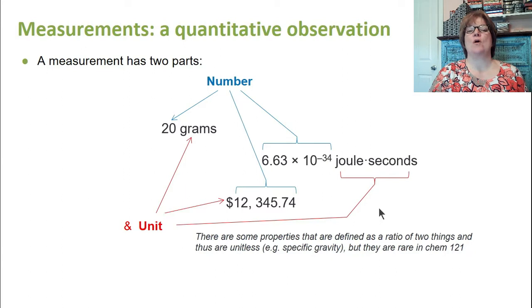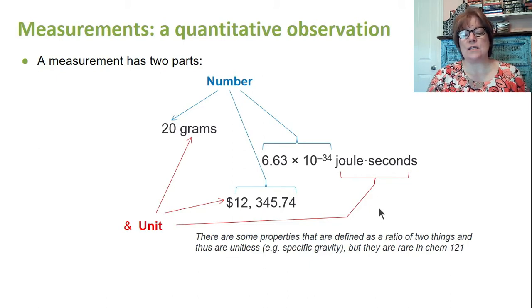It's always going to have two parts, a number part and a unit part. The number part is the digits that we're used to seeing in math, but the unit is now describing what property is being measured, what unit of what property. We don't tend to see units as much in math class as we do in science class, and the units start to become very important. There's a few properties that are actually unitless, but for the most part, all the ones we're going to be dealing with are going to have units.